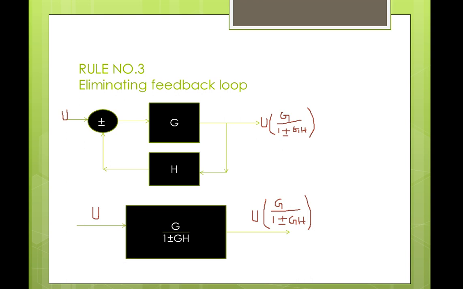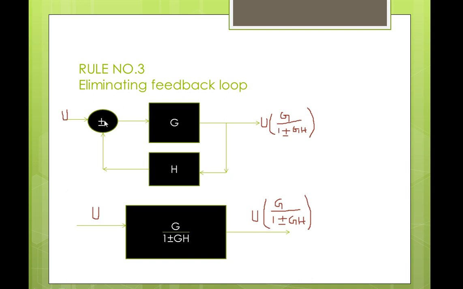So here the overall gain is represented as forward path gain G divided by 1 plus or minus G into H. This complex system I am representing with G by 1 plus or minus GH. If it is negative feedback, then we will get G by 1 plus GH. If it is positive feedback, then we will get G by 1 minus GH.